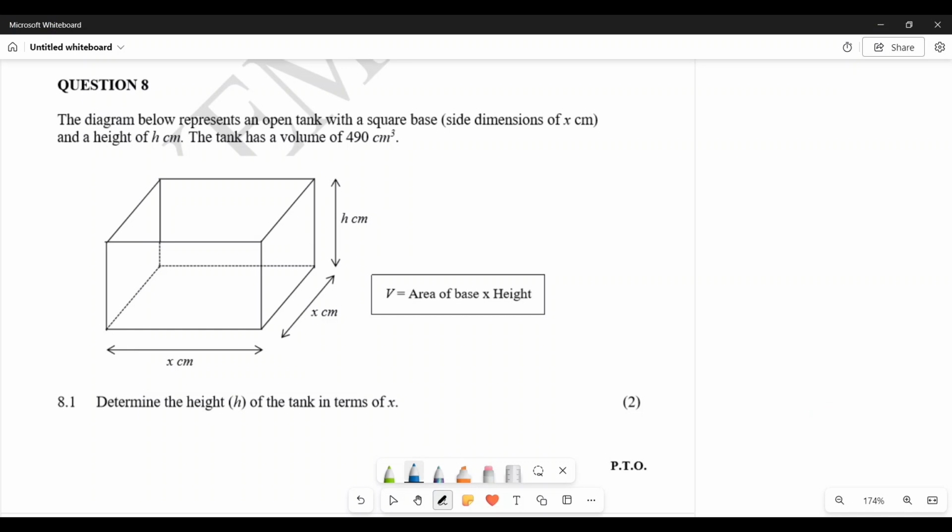All right, good day. Hope that you're doing well. So we're going to be continuing with the questions from the November 2023 paper. We're going to be doing question 8, which is based on measurement.